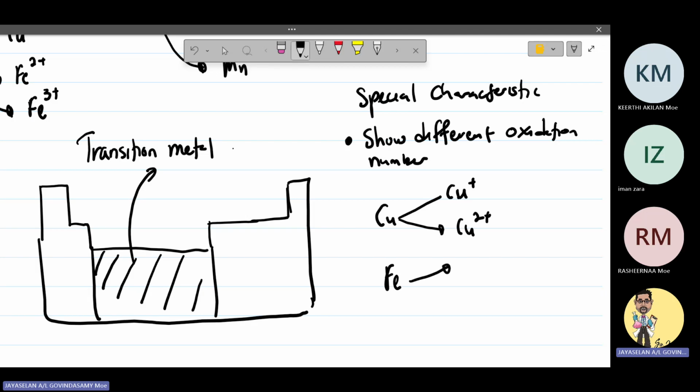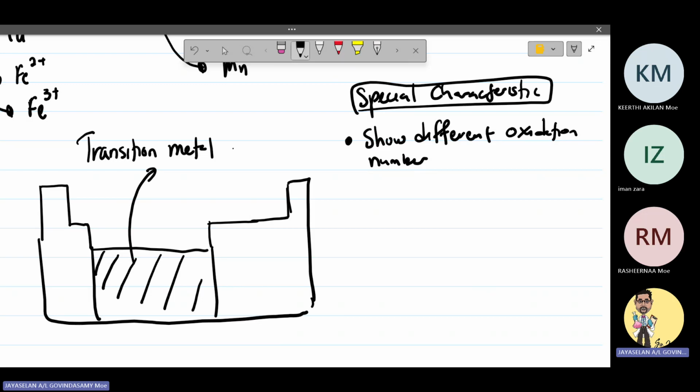Iron, Fe, has 2 ions: Fe2 positive, Fe3 positive. Chromium has 2 ions. Manganese has 3 ions. Nickel has 2, like that. So they show different oxidation number. Must memorize this. Any question? Okay, this special characteristic of transition metal has never come out in the exam. You can look at the exam papers, it really has not come out. So please remember the special characteristic of transition metal.